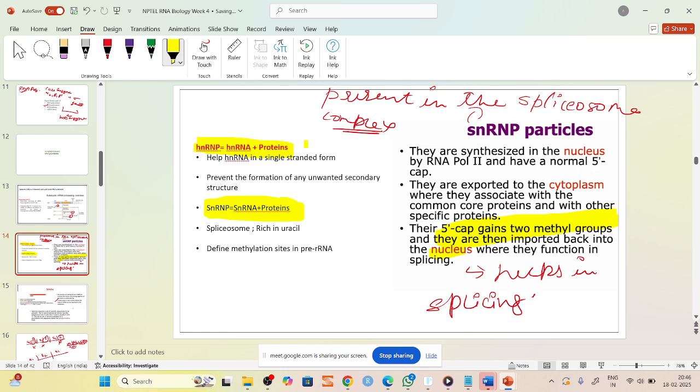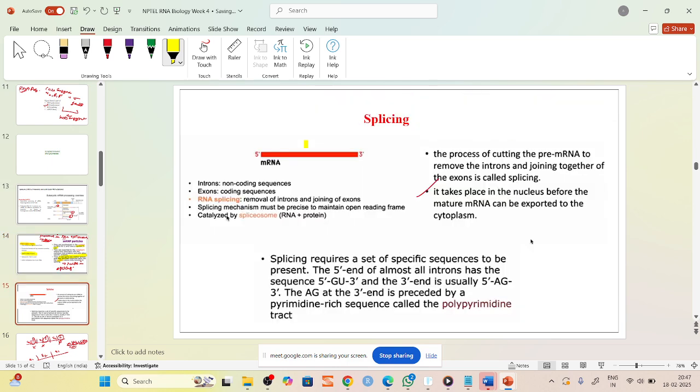So what is happening? First, this snRNP is synthesized in the nucleus. It has a normal 5 prime cap. It then goes to the cytoplasm, and in the cytoplasm, the 5 prime cap gains 2 extra methyl groups. After this, it comes again to the nucleus, and then it helps in the splicing process. So snRNP is required for splicing. hnRNP is also required for splicing. How? It prevents the formation of any unwanted secondary structure. That means it keeps the RNA in the single stranded form. And then we talked about splicing.